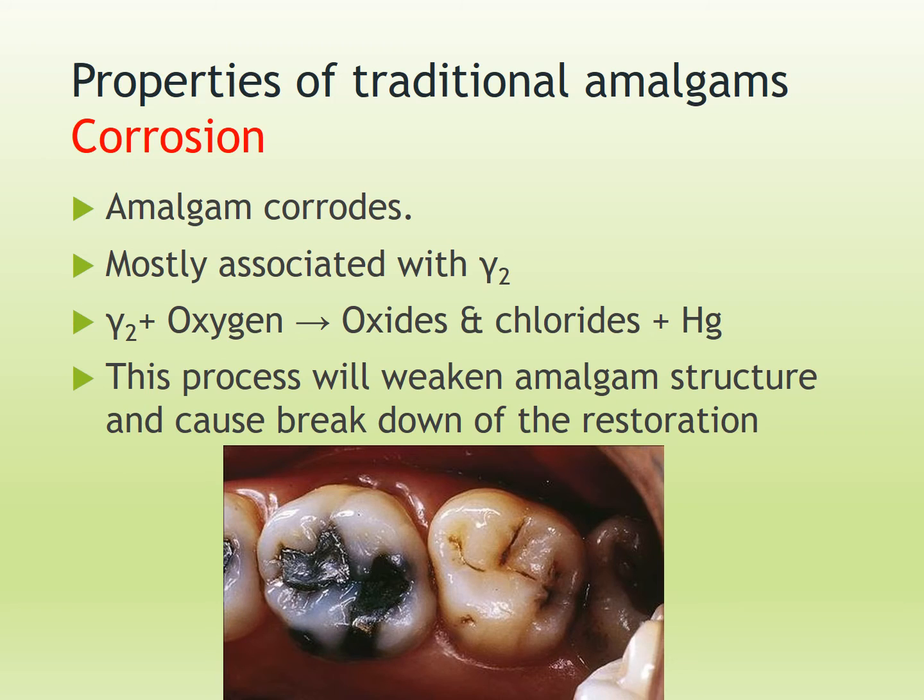The third property of traditional amalgams is corrosion. Amalgam corrodes, and it's often considered an advantage because it will help to produce a good marginal seal. It is mostly associated with the gamma 2 phase. So, in the oral cavity, gamma 2 plus oxygen will give us oxide and chloride plus mercury. But this process will weaken the amalgam structure and cause breakdown of the restoration.